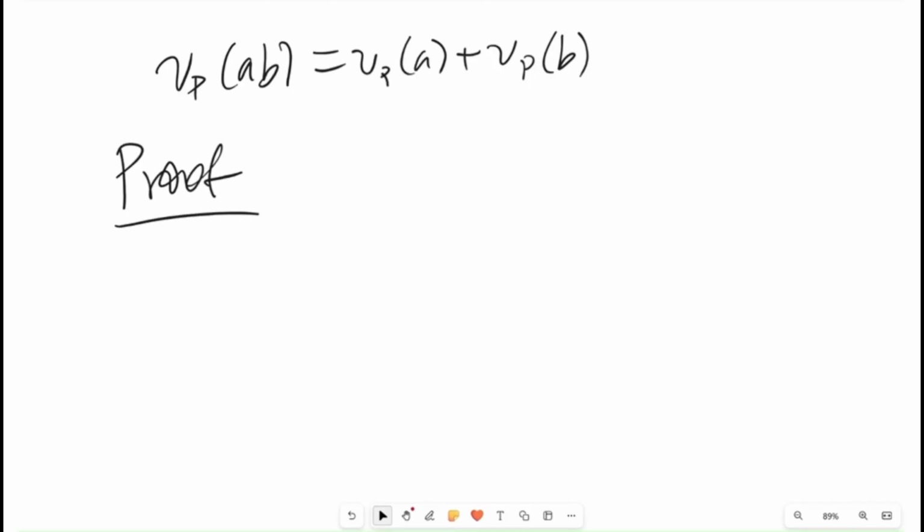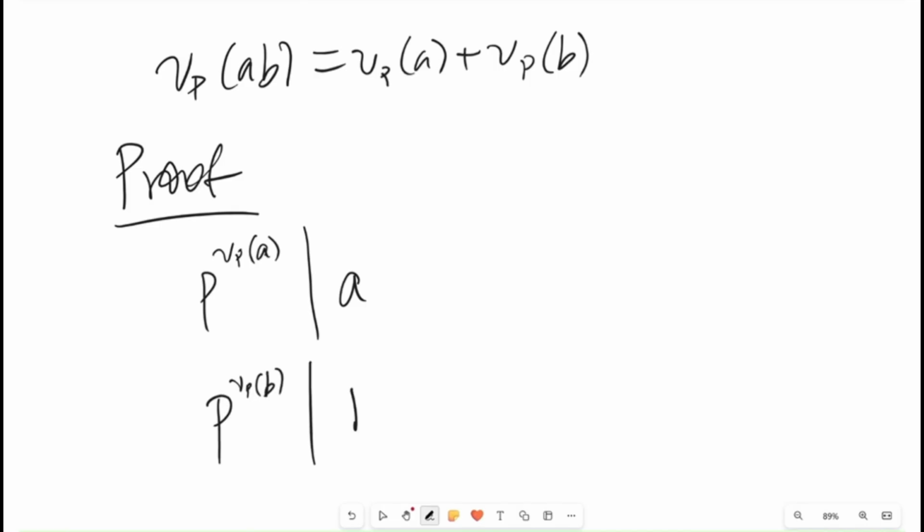By the definition of the P-adic valuation, p to the power of Vp of A divides A, and p to the power of Vp of B divides B. This is because, again, Vp of A is just the largest exponent of p in A. So that's why we can say that p to the power of Vp of A divides A, and in fact, it is the largest power of p that divides A. And so now we can write A in terms of p to the power of Vp of A, and a similar thing goes for B.